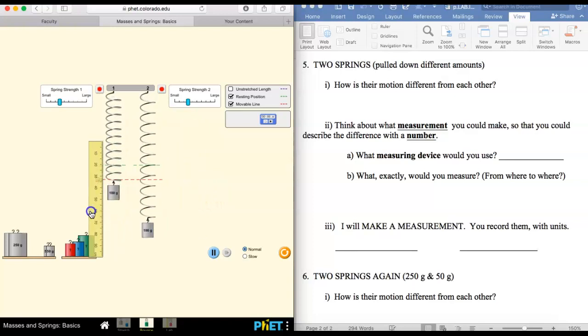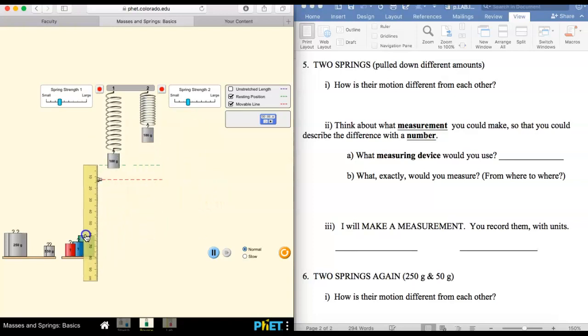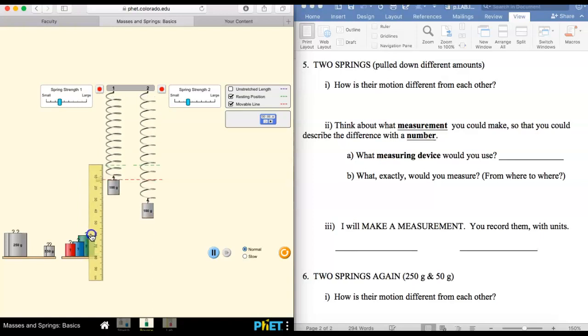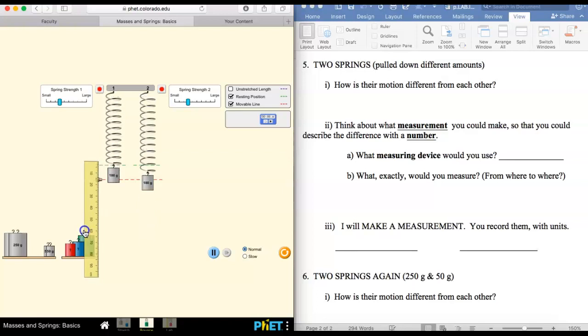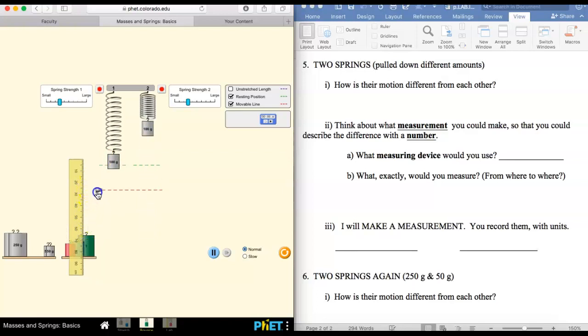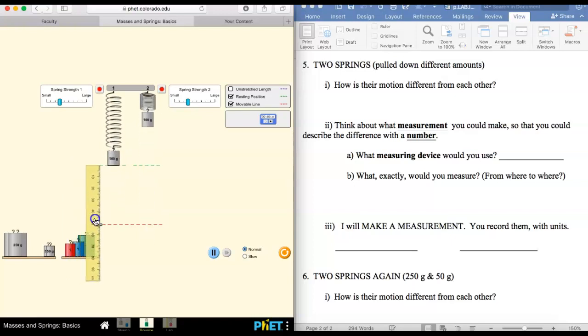So let's measure that, and we get about, what's that, 13? About 13 centimeters. And if we did this for the one on the right, okay, we can see that's noticeably different, and we get about 51 centimeters.